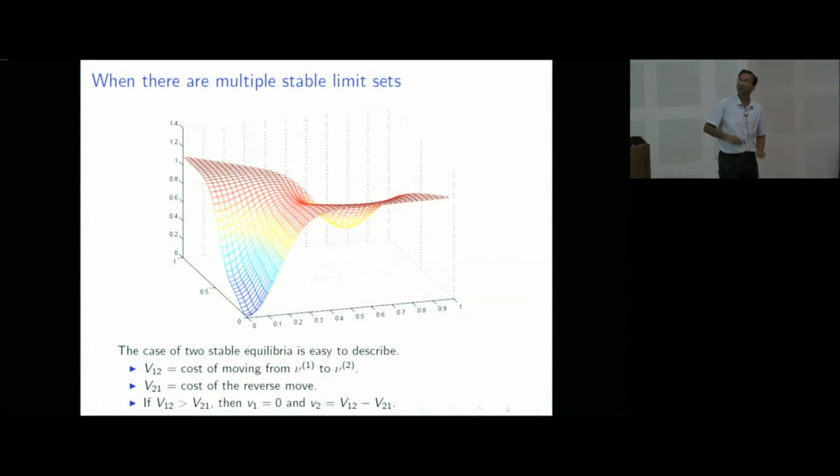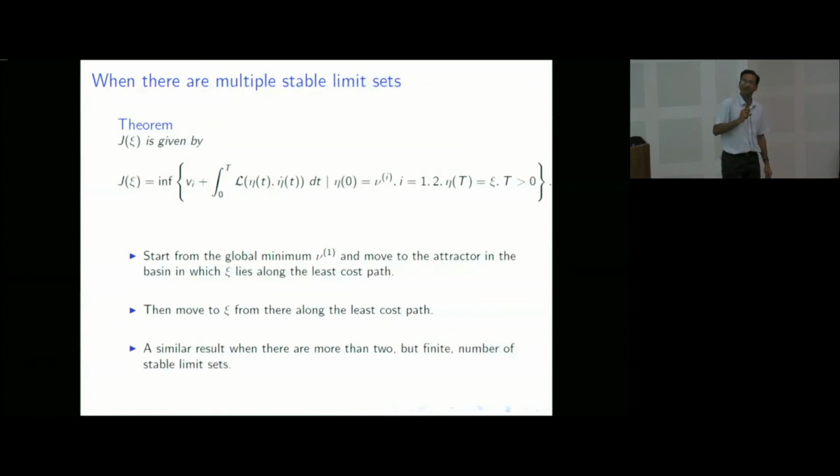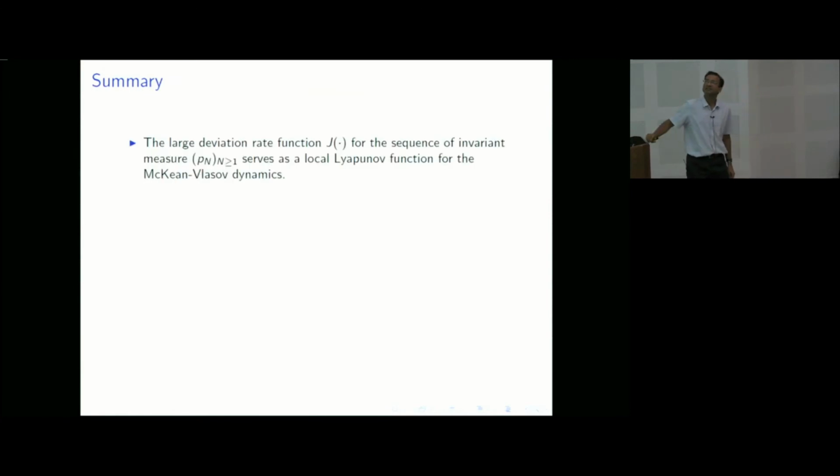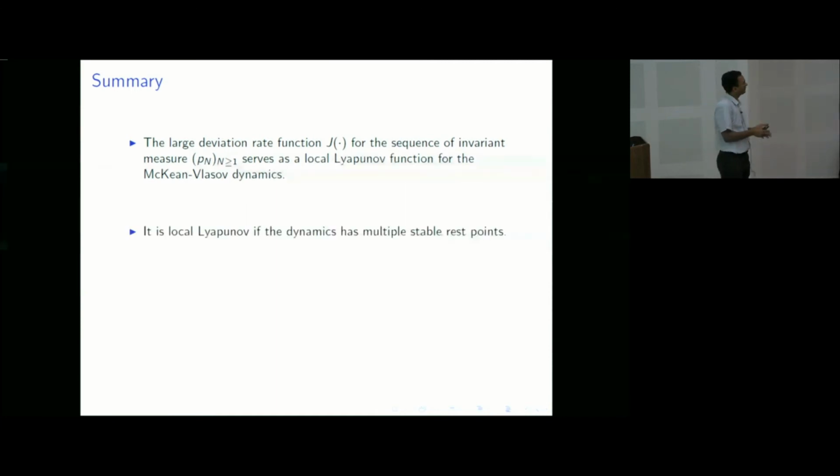So one can write down what the rate function in this context is. There is this expression here which has an infimum over V_i, but I've run out of time, therefore I'll just summarize. The large deviation rate function J for the sequence of invariant measures P_n, for the empirical measure flow, serves as the local Lyapunov function for the McKean-Vlasov dynamics. And in the event there are multiple stable equilibria, it's only a local Lyapunov function. I'll stop there. Thank you.